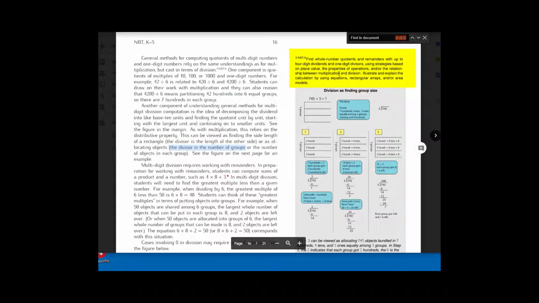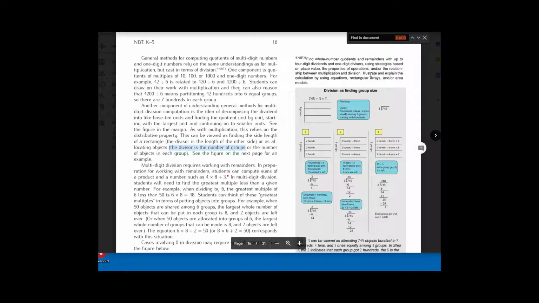Also, if we go back to the standard, the lesson did not go up to 4-digit dividends by 1-digit divisors. It seems as though she's working that way, but based on what we saw in the video, she has not met that part yet. Using strategies based on place value, that has been done. The properties of operations and or the relationship between multiplication and division. I don't know that she necessarily met the properties of operations. She definitely had the children working in the relationship between multiplication and division as inverse operations.